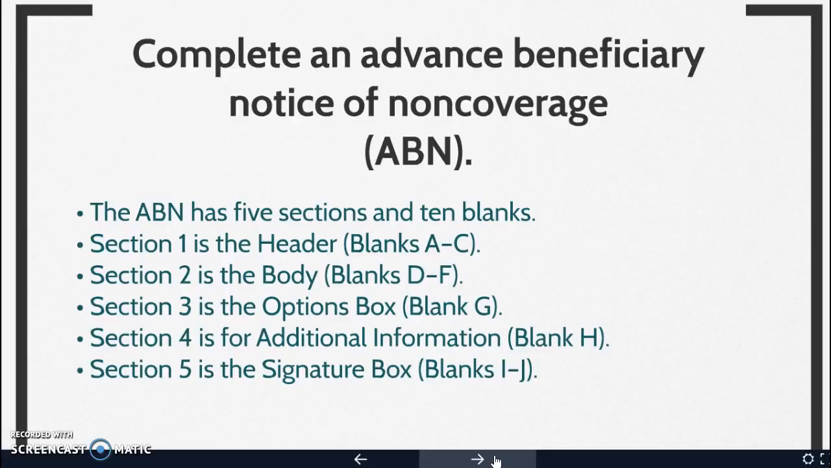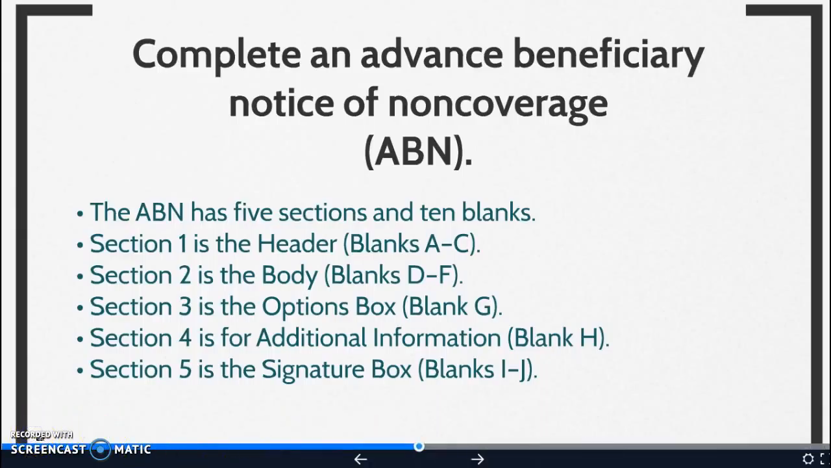So, for example, if a patient is ordered to have cholesterol tests drawn every month, but Medicare is only going to pay for it once every 3 months, then you would have an ABN for them for those additional 2 months because Medicare is unlikely to pay for it.